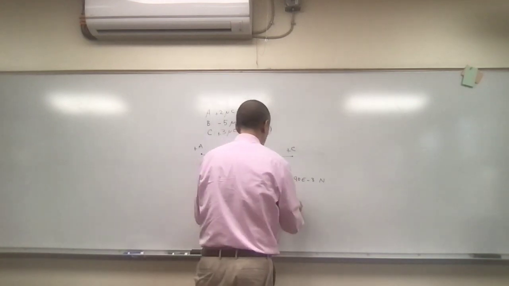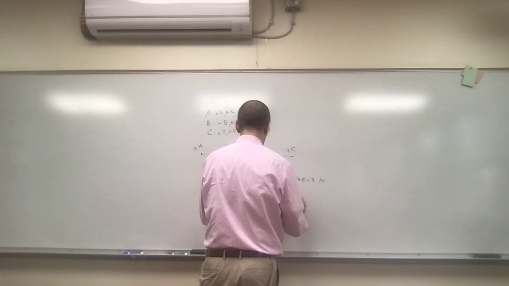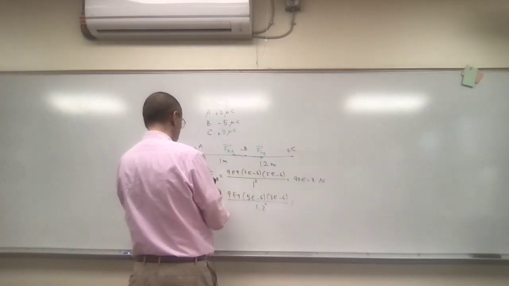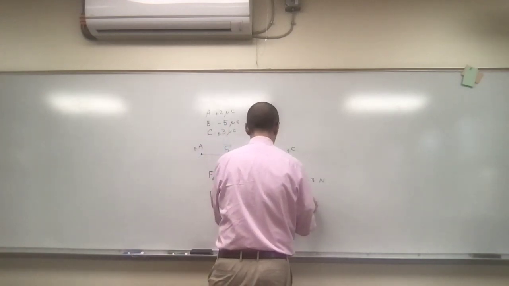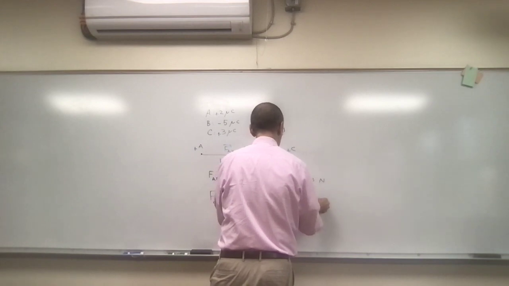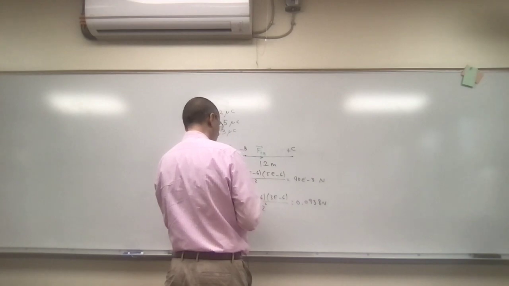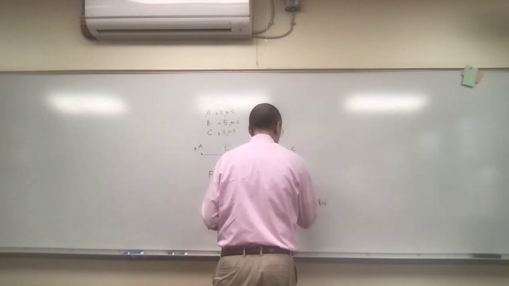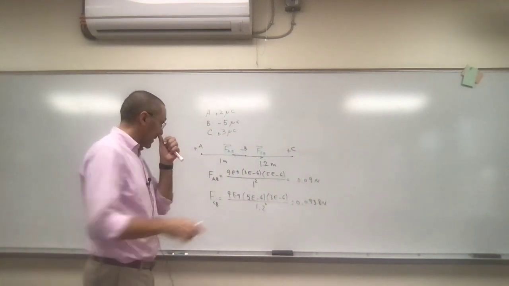That should give me... hold on, did I mess up something here? Let me just try that the long way. Yeah, I think we did it right. So this is going to be 0.0938 newtons. This one is going to be just 0.09 newtons, okay? So I just did the magnitudes.